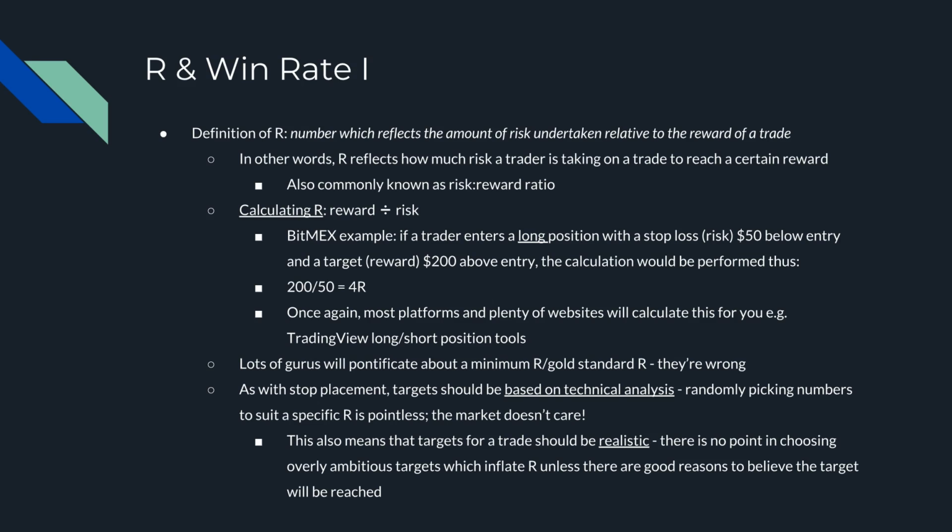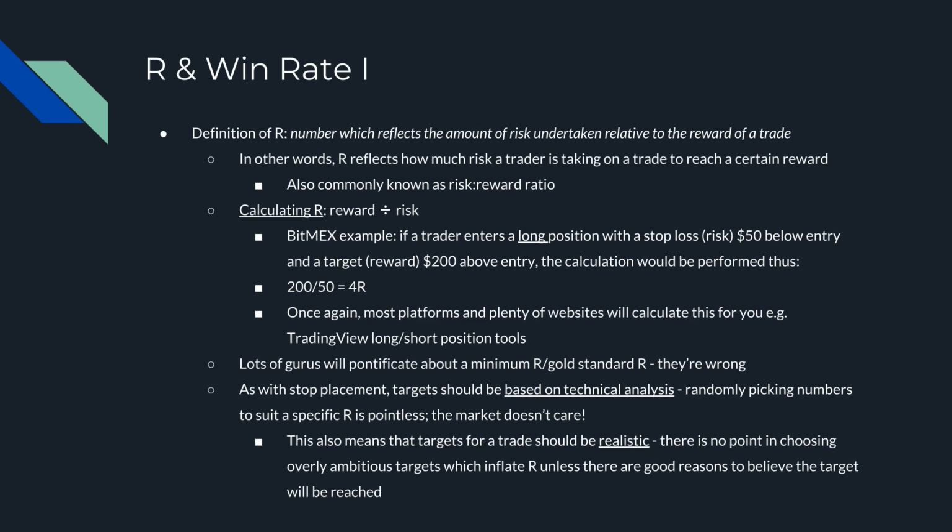Two different things. So what is R? R is a number which reflects the amount of risk undertaken relative to the reward of a trade, right? So it reflects how much risk you're taking to reach a certain reward, more commonly expressed or known as risk-reward ratio. So how do you actually calculate your R to get it just as a number as opposed to a ratio? Well, you take your reward for a trade and you divide it by the risk for the trade.